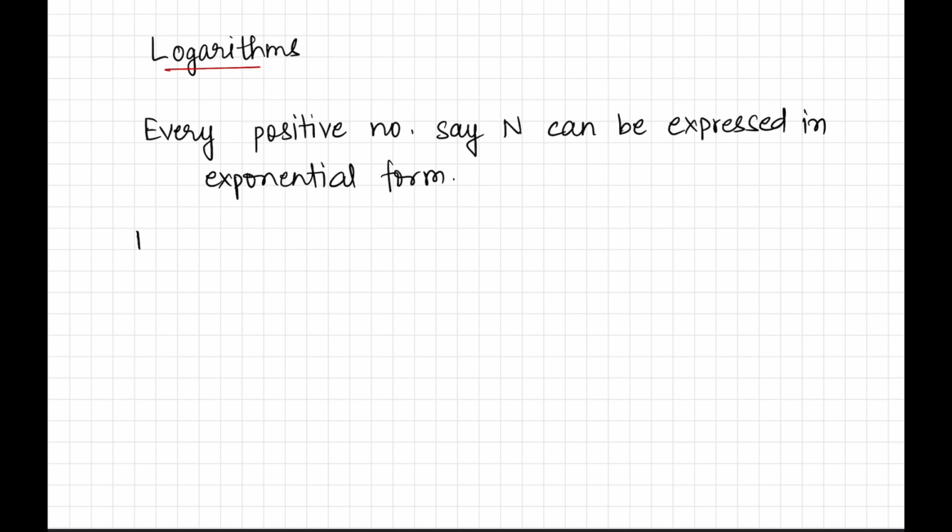For example, if we have a number 25, this can be written as 5 square. Now, कभी भी अगर हम a raised to x के फॉर्मेट में किसी नंबर को लिखते हैं, so this is called exponential form. a raised to x is equal to N. So this is called exponential equation.